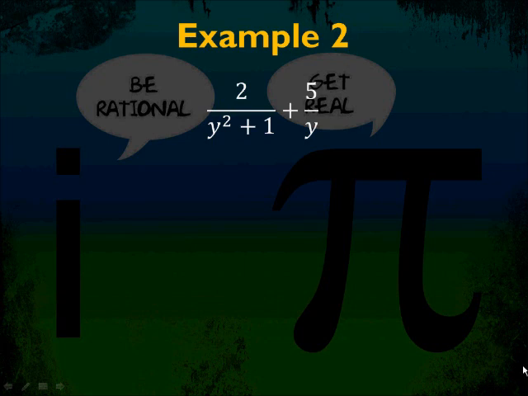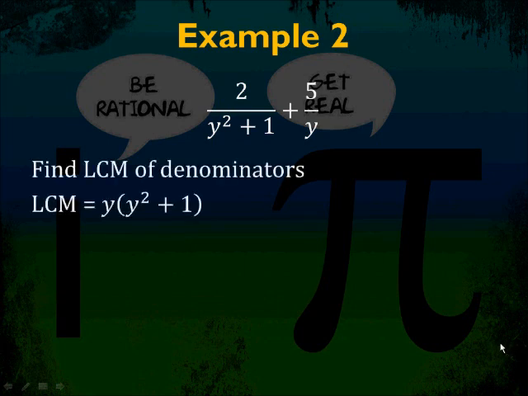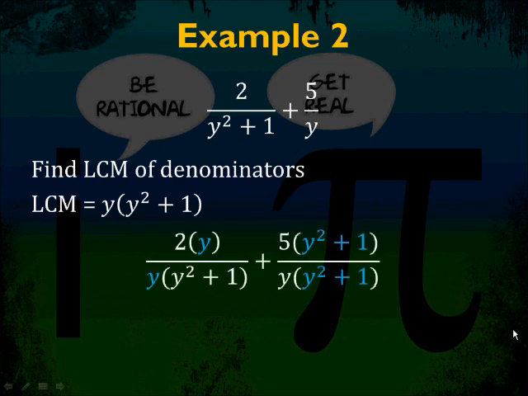Number 2: 2 over y squared plus 1, plus 5 over y. First question is, what is the least common denominator? It's going to be y times y squared plus 1. Both of those are prime, you can't factor them. So we multiply the left fraction by y above and below the line. And for the fraction on the right, we have to get a y squared plus 1 on the bottom, so we multiply the same by the top. And now you can simplify and add.